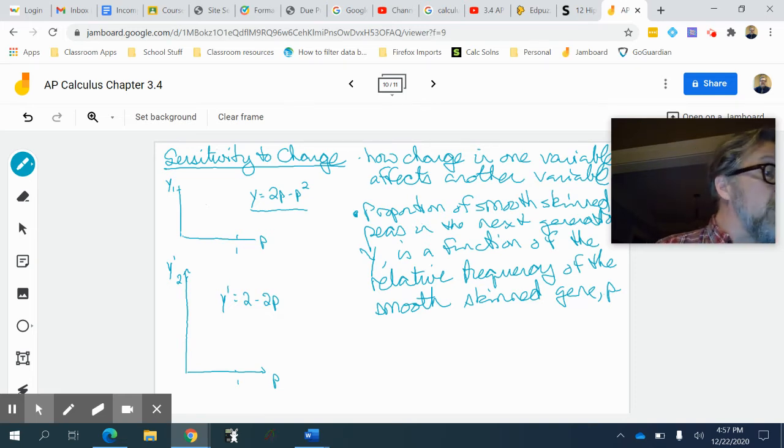So the example in the book, which is example 6 on page 135 of our AP Calculus book, is the experiment about smooth skin versus wrinkly skin peas. And it's interesting because historically, this had to do with hybridization. One of the first experiments on actual hybridization.